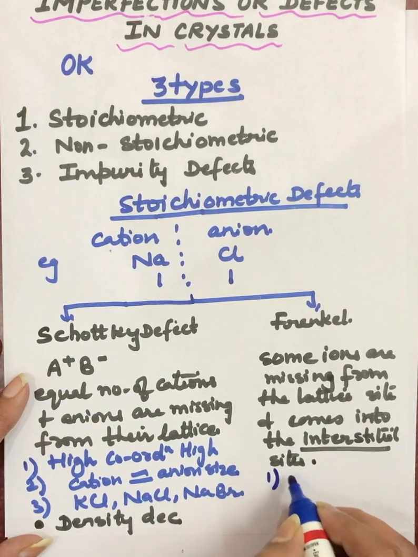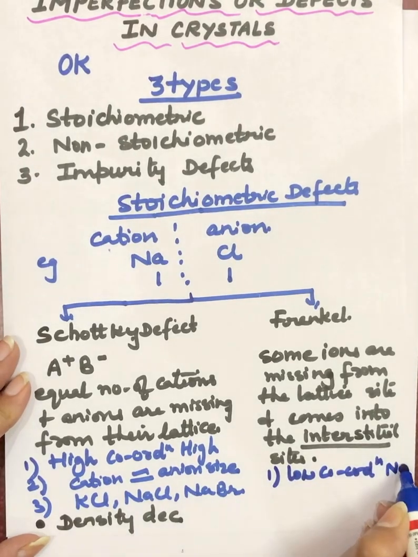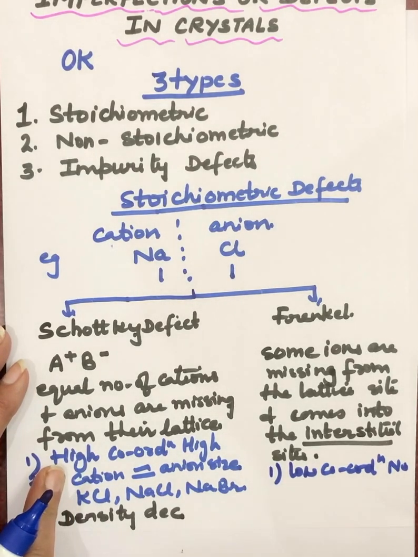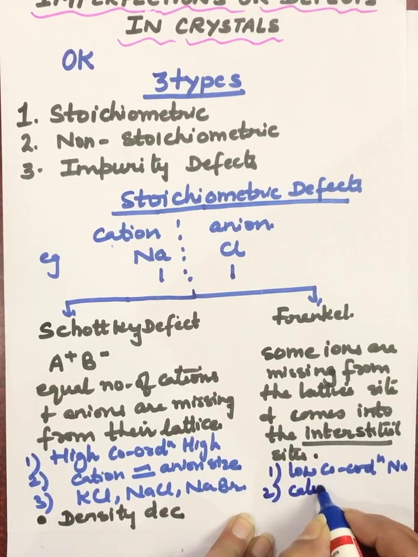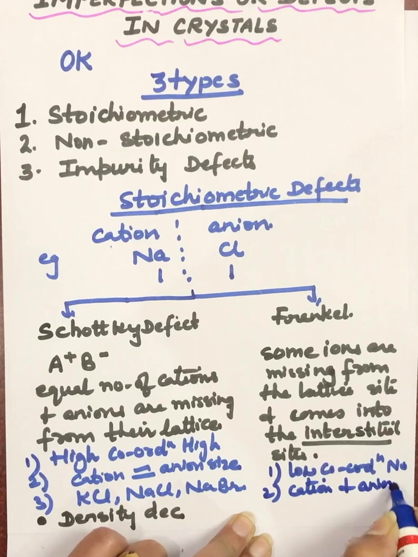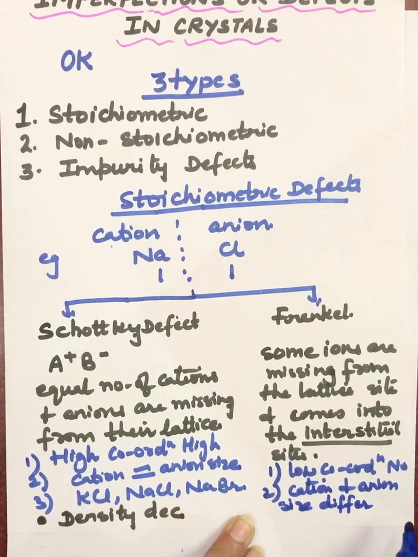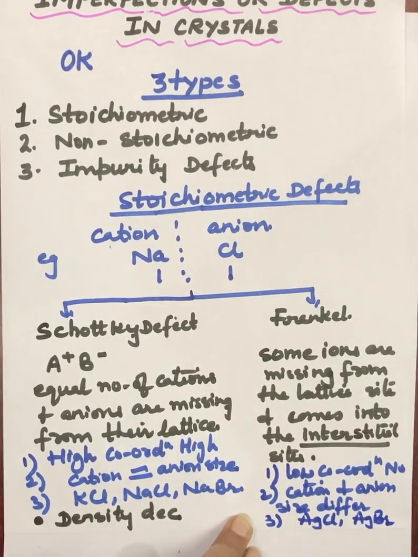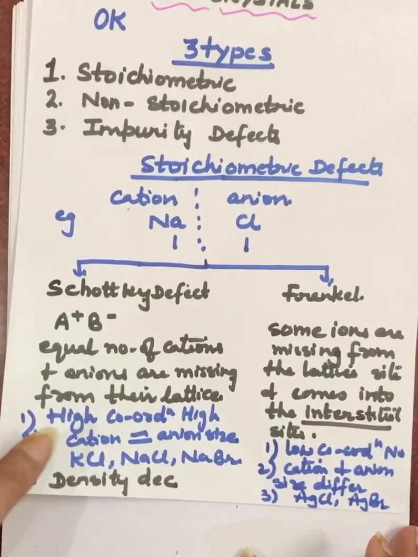This defect is seen in compounds with low coordination number. See the difference from the Schottky defect? Here high coordination compounds show it and there low coordination compounds show it. The size of cation and anion differ a lot. And examples are silver halides like AgCl, AgBr. These are the examples where we will see the Frenkel defect. And for density, like I told you, density will remain the same in these crystals.